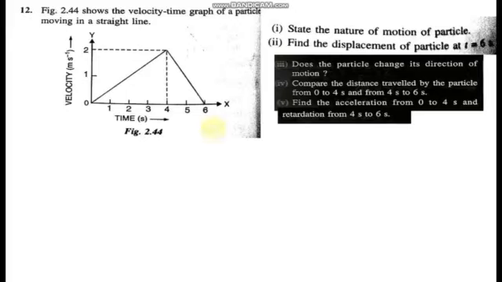Okay students, come to the next question. Here we have a velocity time graph of a particle moving in a straight line. So this is the velocity time graph. You have to state the nature of motion. As I've told you earlier, in a velocity time graph, when the graph is like this, it is accelerated motion, and when the graph is like this, it is the retarded motion, and uniformly means at the same rate. So how we will write?